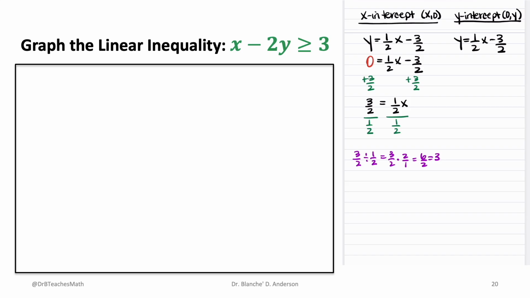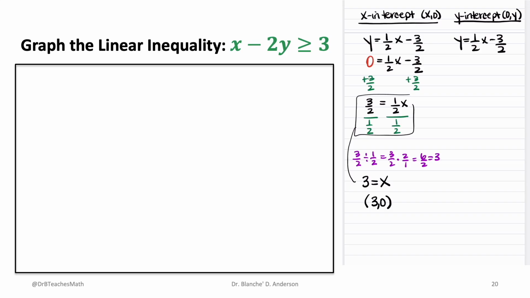Okay, so then we have, if I get this, we have 3, sorry, let's come down here. We have 3 is equal to x. So our x-intercept point is 3, 0.